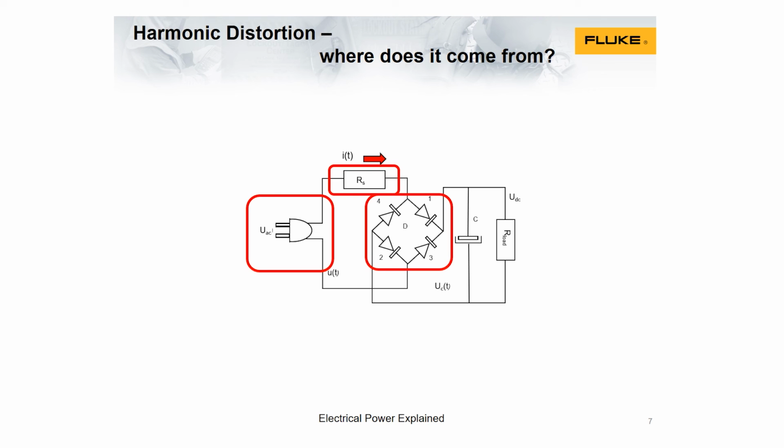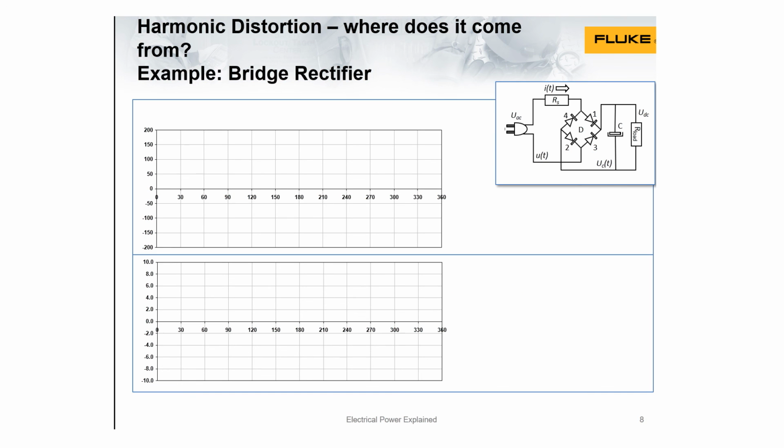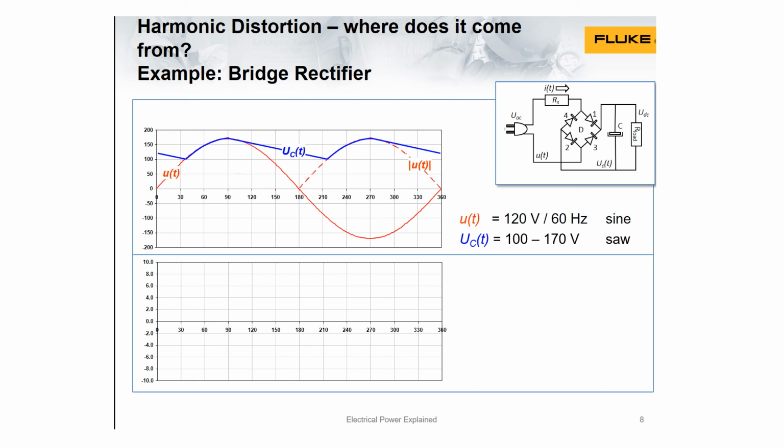The output charges the capacitor C, which supplies the DC voltage, UDC, to R load. The voltage and current waveforms. In the top graph, the solid red line shows the instantaneous AC voltage, UT, applied to the rectifier bridge. The dotted red line shows the rectified part of UT written as modulus UT. The blue line shows the DC voltage UCT across the capacitor. Notice that this voltage is not constant, but has a ripple on it.